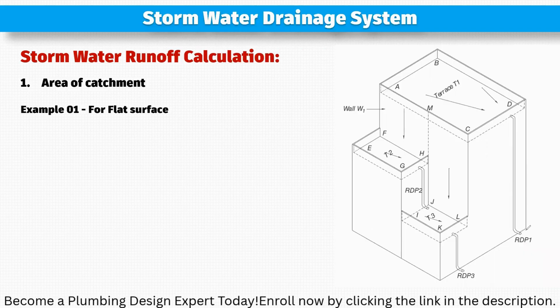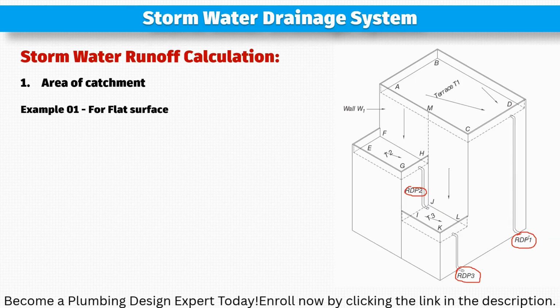So for terrace 1, we have RDP1. For terrace 2, we have RDP2. And for terrace 3, we have RDP3. Correct? Now, to size these RDPs, 1, 2, 3, you must know the catchment area. Then you will use that formula, C into I into A. You must know how to calculate the catchment area.